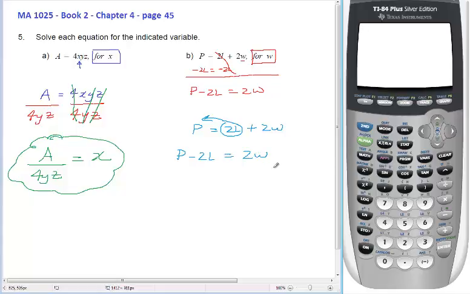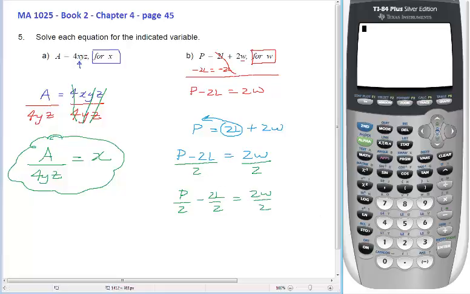Now what's the last thing to do? Well, I need to get w by itself. When it says solve for w, that means isolate w. So I'm going to divide this side by 2. If I divide that side by it, I divide this side by it. Now I can do the whole side, or I can do them individually. I could do p over 2 minus 2l over 2. Either or is correct.